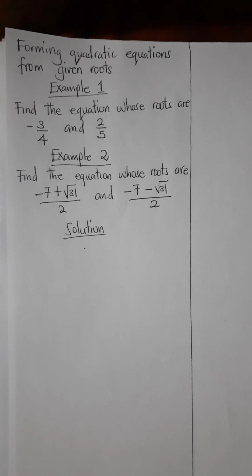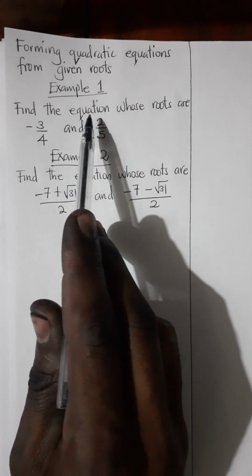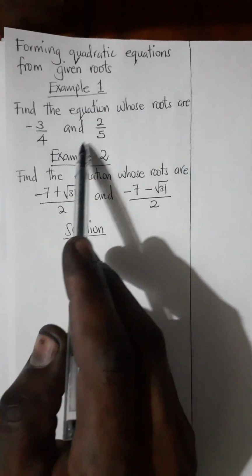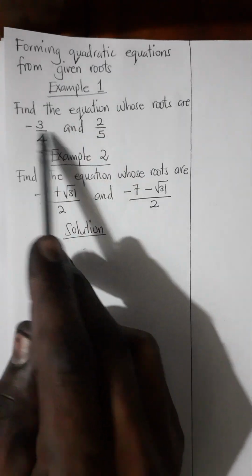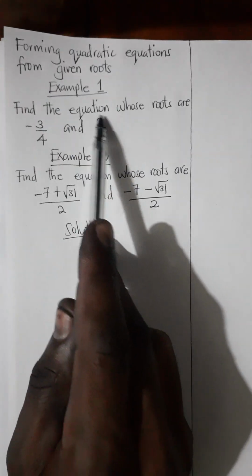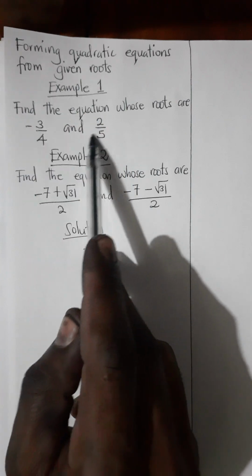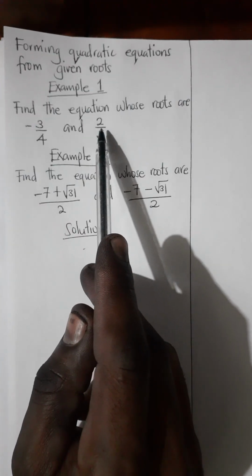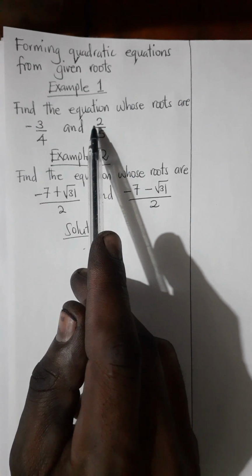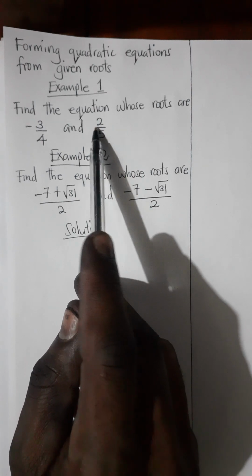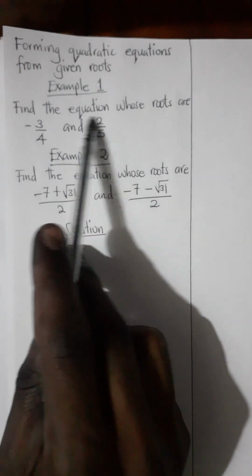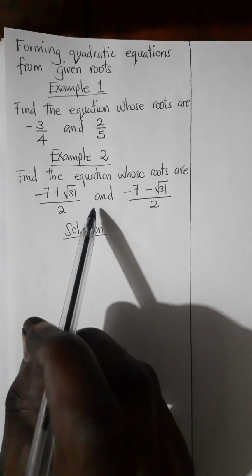Now, the question here talks about finding the equation whose roots are these ones. After solving, we get these roots. So how can we get back to where we started, and what is the equation that was solved to find these roots? That's the topic.